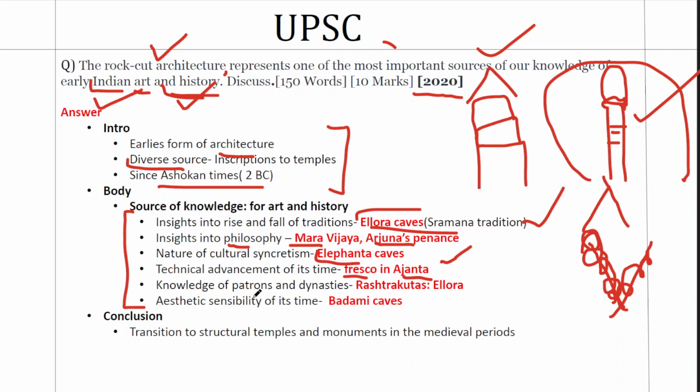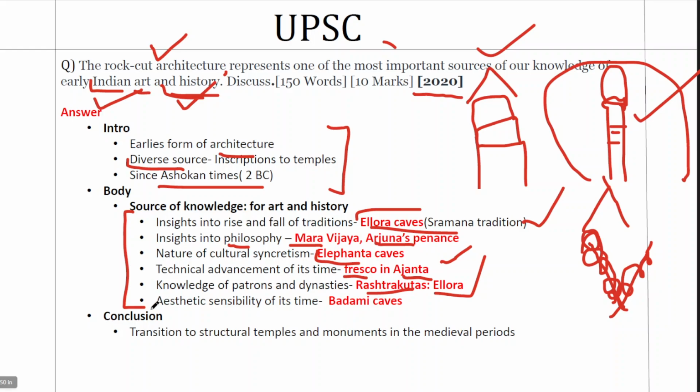The fifth point, knowledge of patrons and dynasties. Naturally, every patron has a style. For example, if you take the case of Hoysalas, they had a style called Vesara style. If you take the case of Pallavas, they had rock-cut temples. It was the Dravidian style. Just like that, every patron and their dynasty has a particular style. So this architecture, the product of their innovation, gives us insights about the patrons themselves. One example is Rashtrakutas being the patrons of Ellora caves.